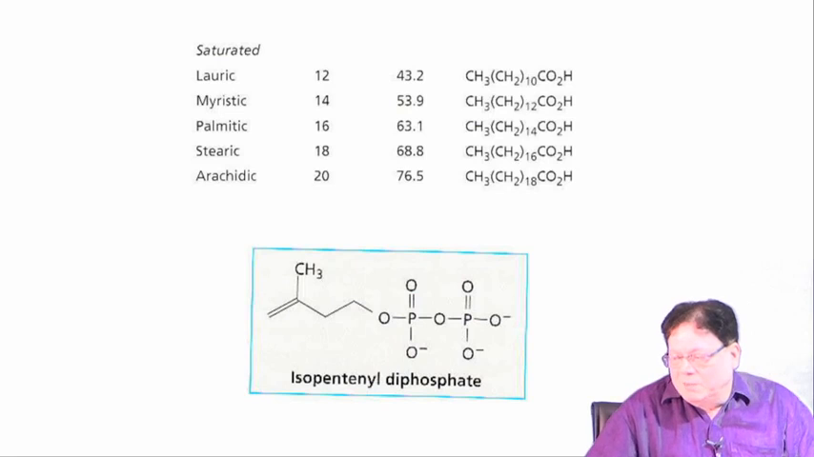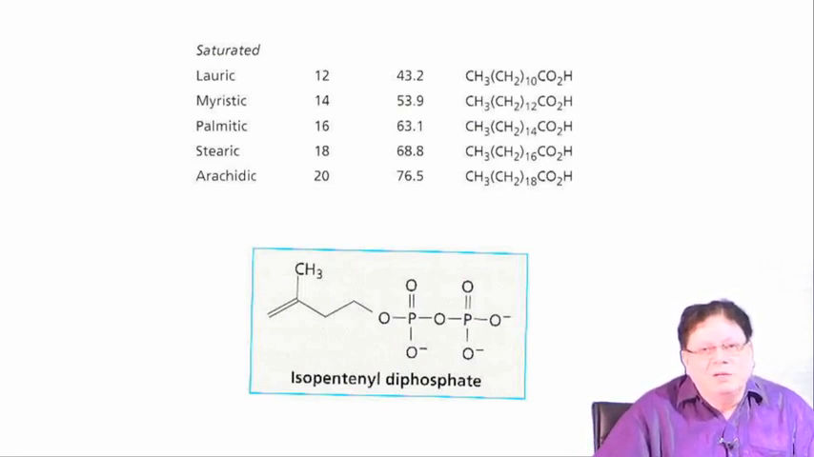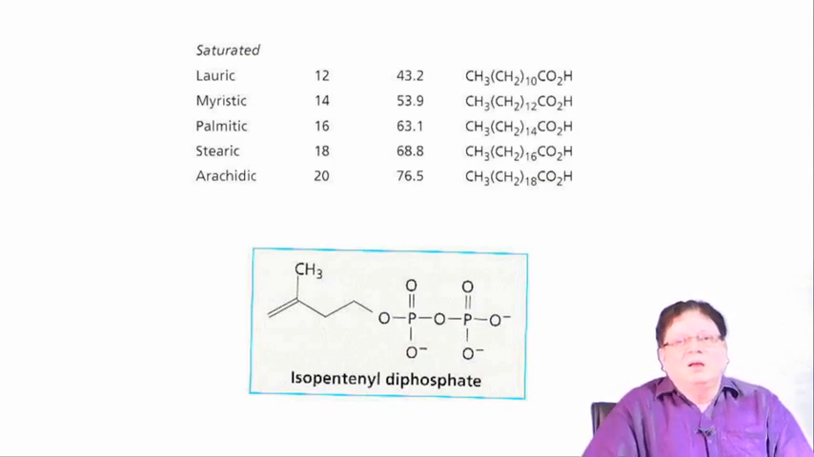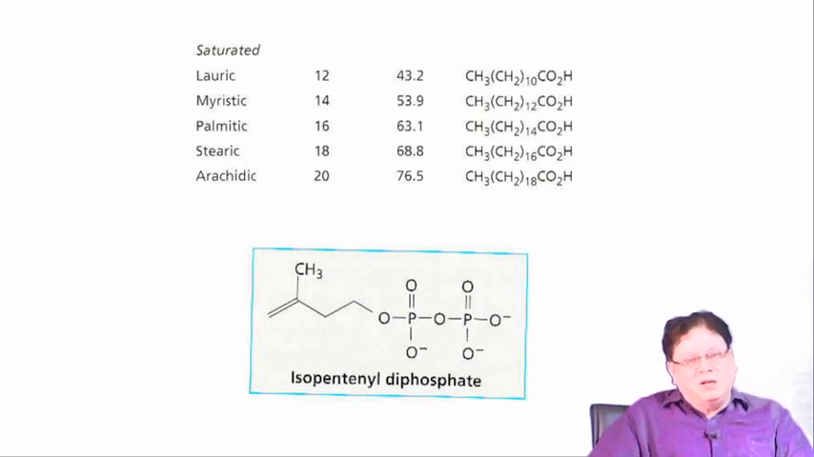On the bottom there is a block, a 5 carbon unit. We can see there are 5 carbons with a diphosphate, and this is called isopentenyl diphosphate. This is one of the precursors through which we make the steroids and the terpenes. And this also has a very interesting biochemical way of making.